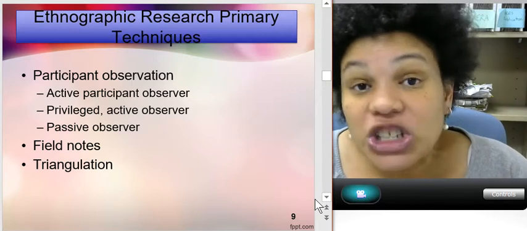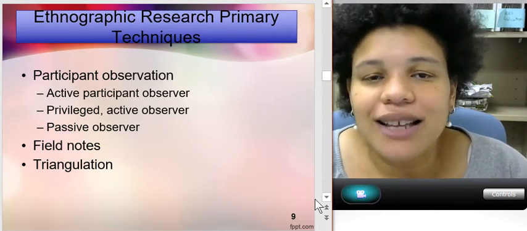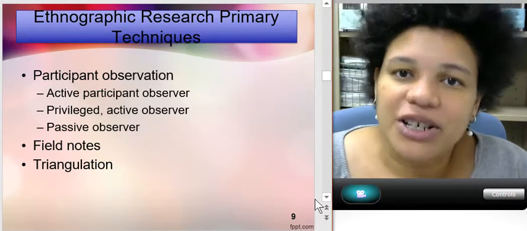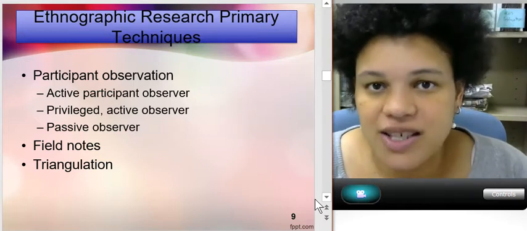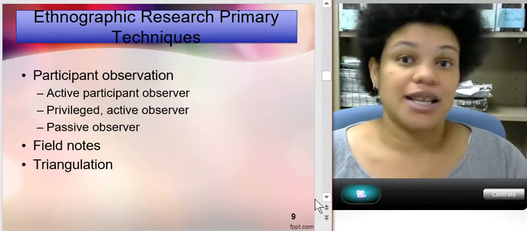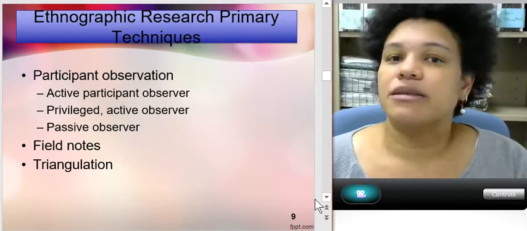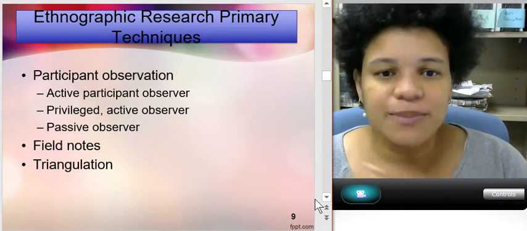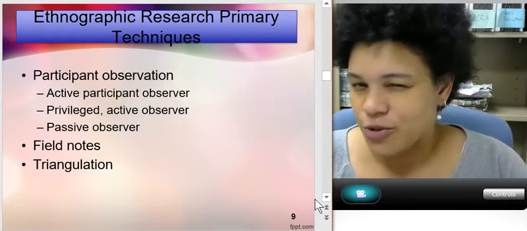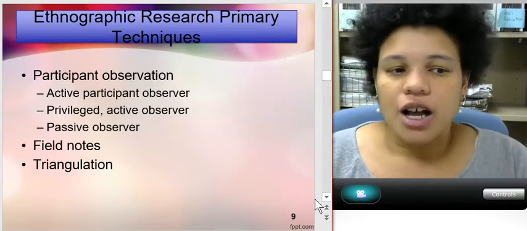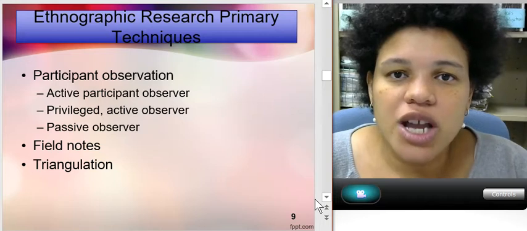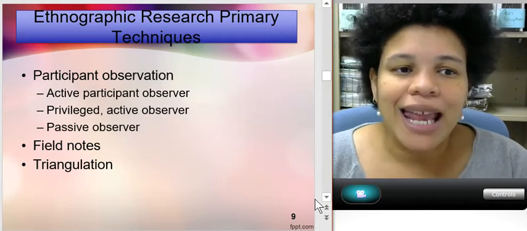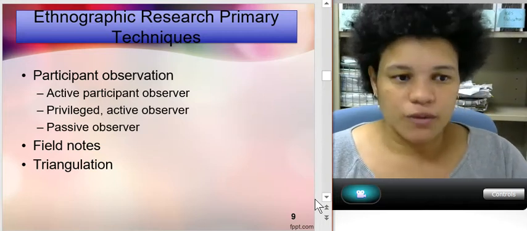So field notes are how we collect the data on participant observation. I'm going to write down what I see. That's the most common way of collecting the data. Video can also be used, but there's something about writing down what we see, what we hear, that has historically been the main source of raw data.